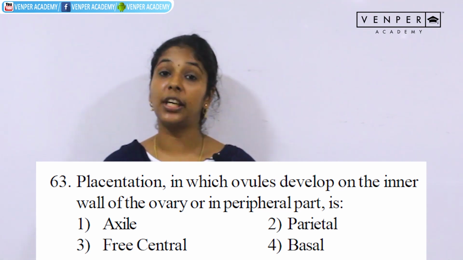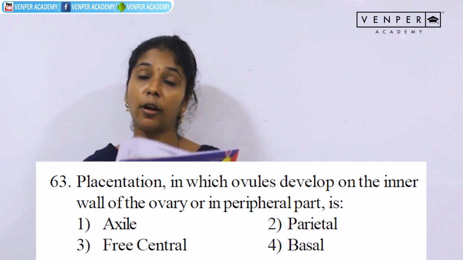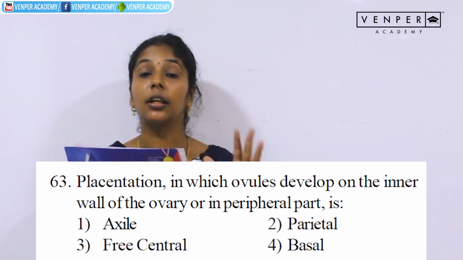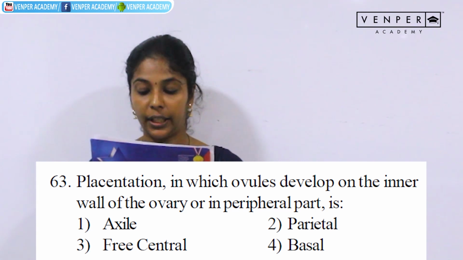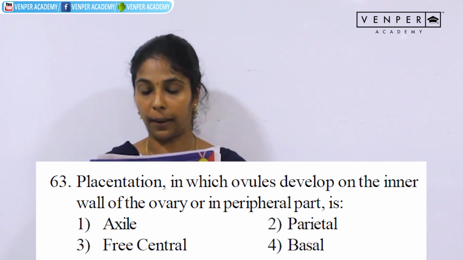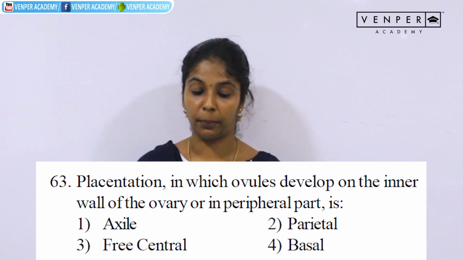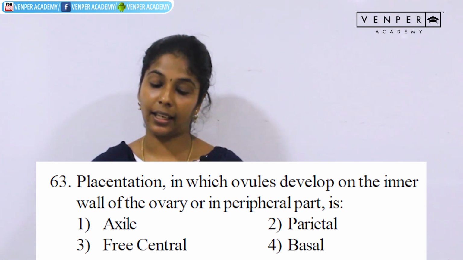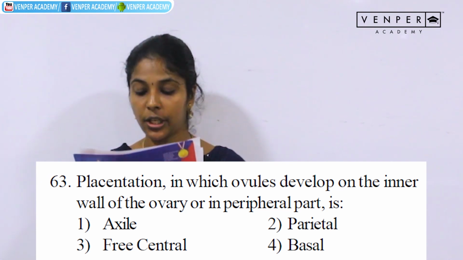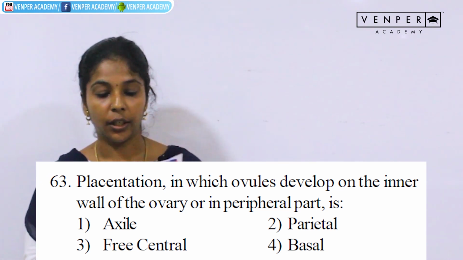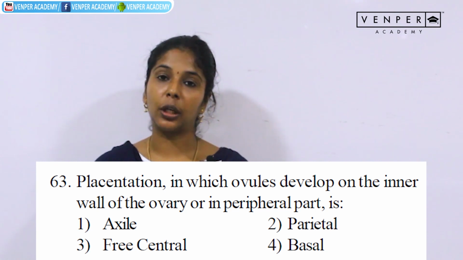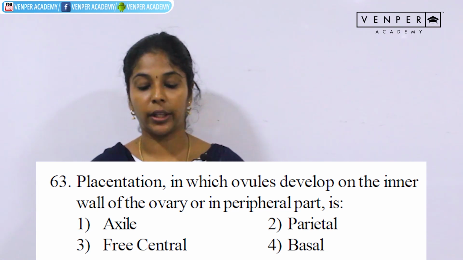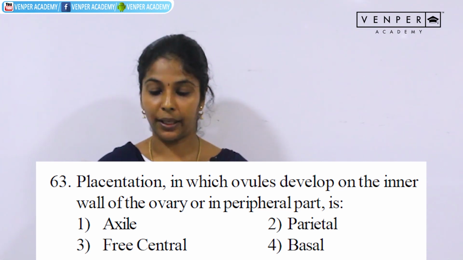In axial placentation, it is a multilocular ovary and the ovules are placed axially. In parietal placentation, the ovules are placed on the inner wall of the ovary or the peripheral part, and it is separated by a false septum. In free central placentation, the ovules are present on the central axis, and in basal placentation, they are present at the base of the ovary. So the correct option is option 2, parietal placentation, in which ovules develop on the inner wall of the ovary or in the peripheral part.